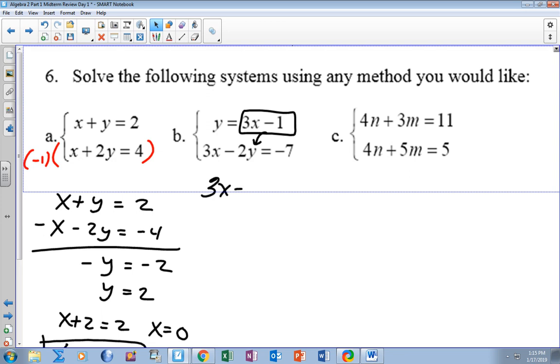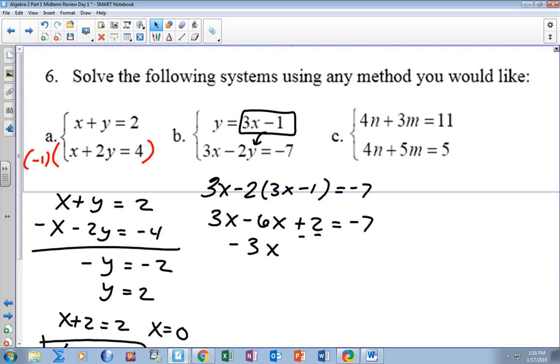So that would give us 3x minus 2 times (3x minus 1), and that would have to equal -7, and then I would distribute and solve. So it would give me 3x minus 6x plus 2 equals -7, so -3x. I would subtract 2 from both sides, so that would give equals -9. Divide by -3, and you get x equals 3.